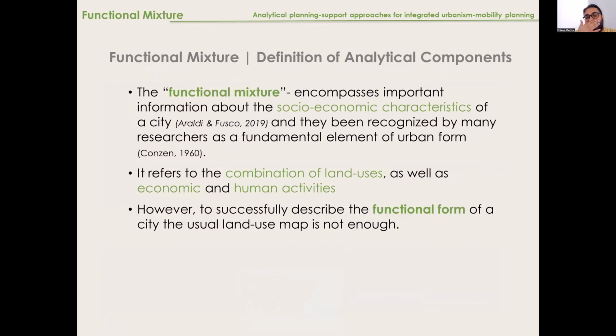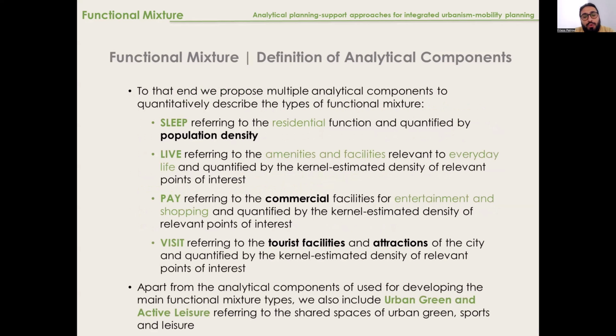Moving to the functional mixture, which refers to land uses and human activities, and encompasses more information about the socioeconomic characteristics of a city. As our goal here is not just to have the land uses of a city, but to describe the functional form of a city, a usual land use map is not enough. To this end, we propose multiple analytical components that quantitatively describe the types of functional mixture.